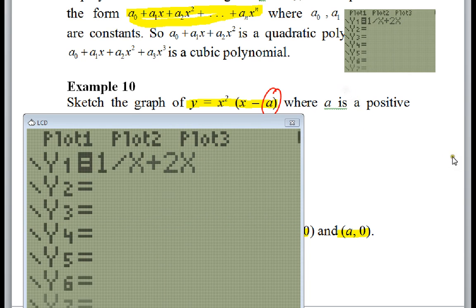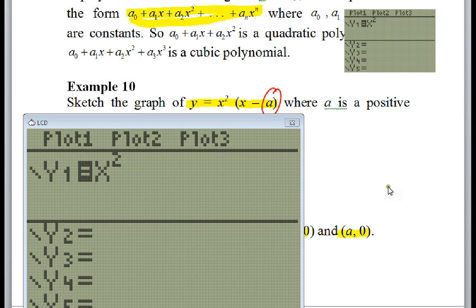So x squared, x minus 1. I'm using a equals 1. Some of you can use a equals 2. Doesn't matter.